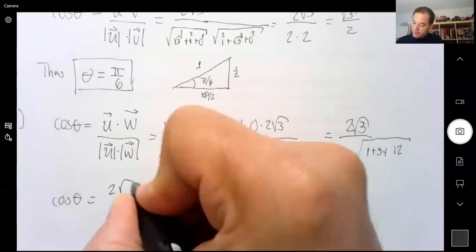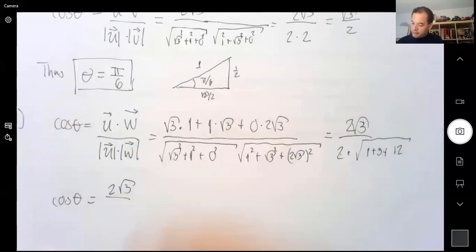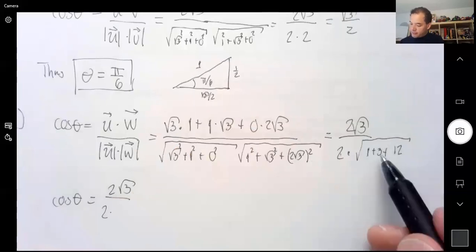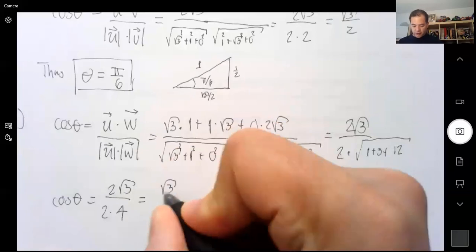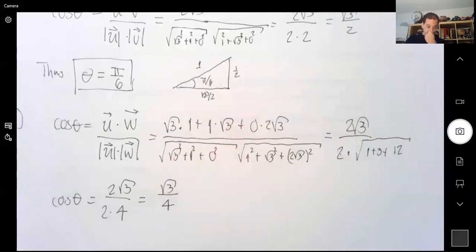We have 2 square root of 3 divided by 2 times, this is 15, 16, square root of 16 is 4. This is square root of 3 over 4, right? Okay, so that's the cosine. The cosine is square root of 3 over 4. Now, what is the angle? Well, it's not one that we know, right?